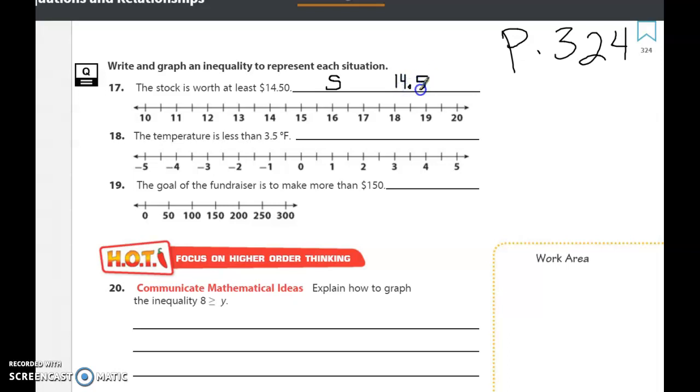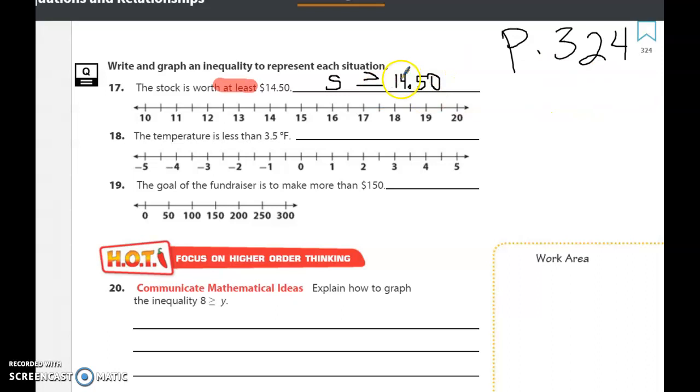$14.50. Well, when I think about what it says, it tells me over here that it's worth at least. That means it could be $14.50, but it could also be more than $14.50, right? It could be more than $14.50 or $14.50, but it's definitely not going to be less than that because it's at least $14.50. So our inequality is S is greater than or equal to $14.50.